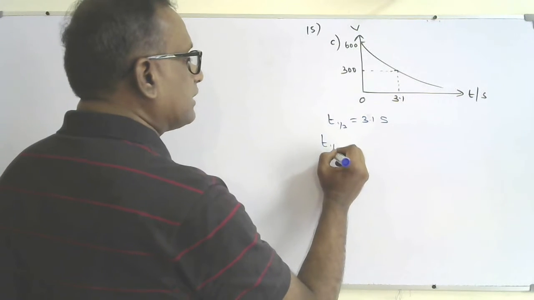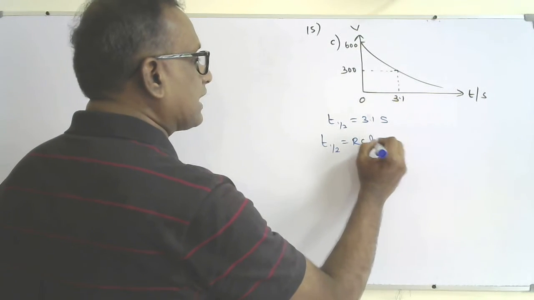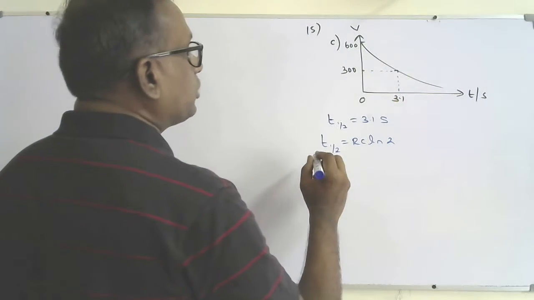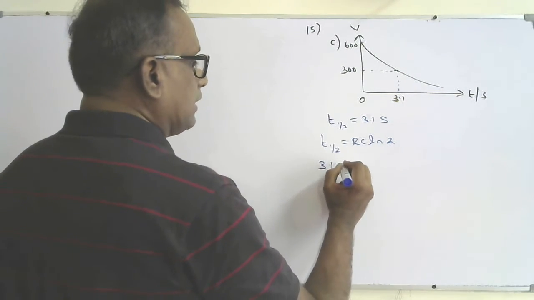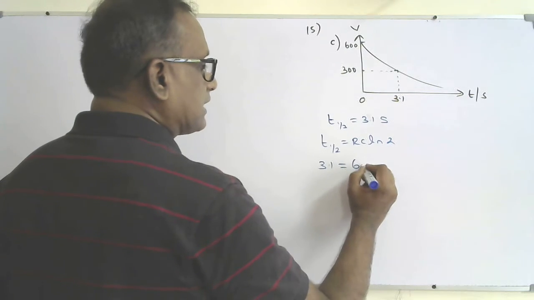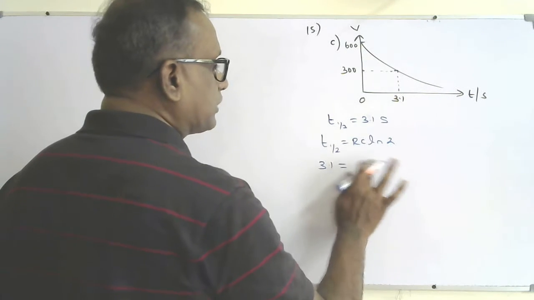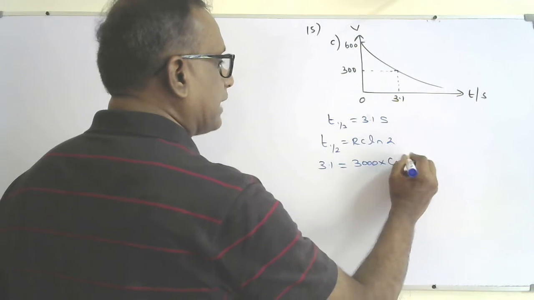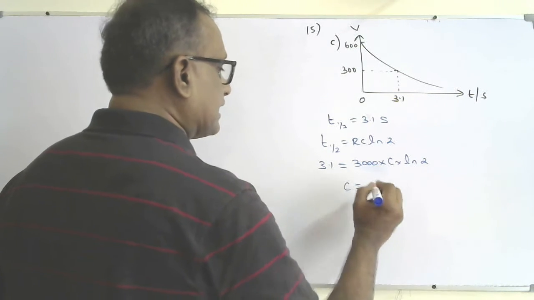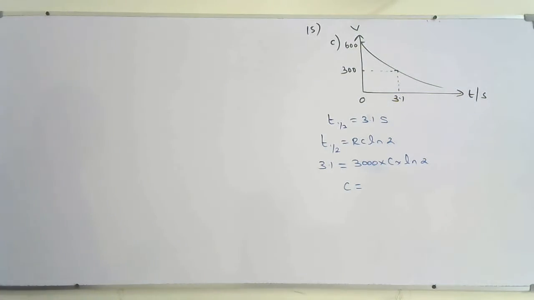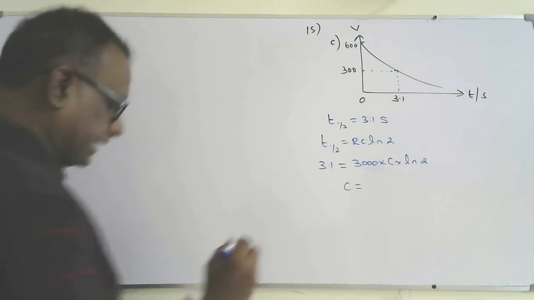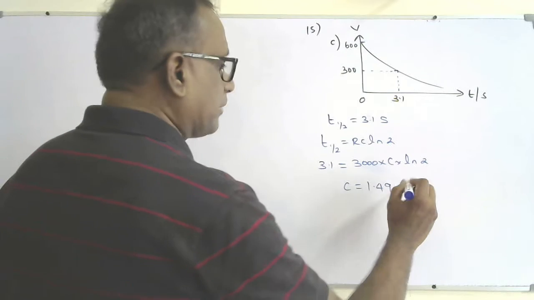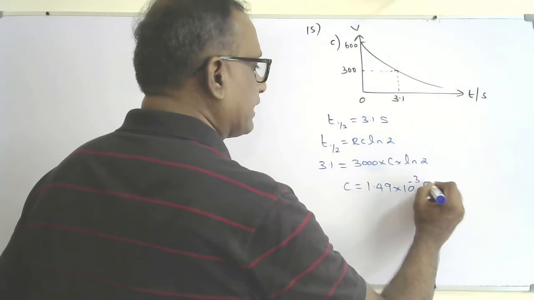I can use the equation T half equals RC ln2. So 3.1 is equal to R, which is 3000 given in the question paper, 3000 times C times ln2. Find the capacitance. You will get the capacitance equal to 1.49 × 10^-3 farad.